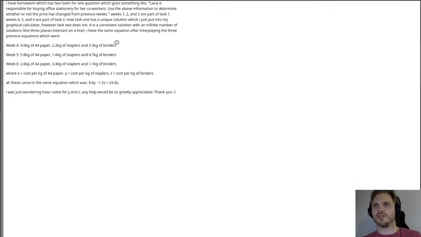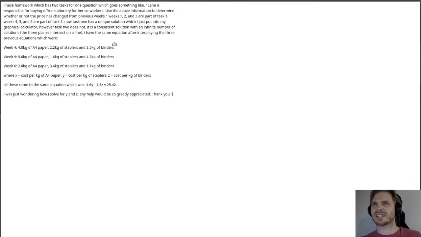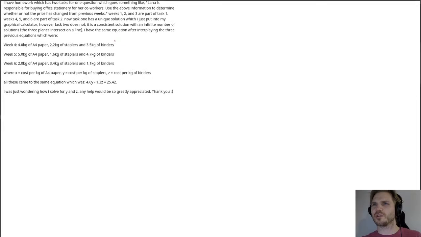So I have homework which has two tasks. One for a question which goes something like, Lana is responsible for buying office stationery for her coworkers. Use the above formula information to determine whether or not the price has changed from previous weeks. Okay, weeks 1, 2, and 3 are part of task 1. Weeks 4, 5, and 6 are part of task 2.